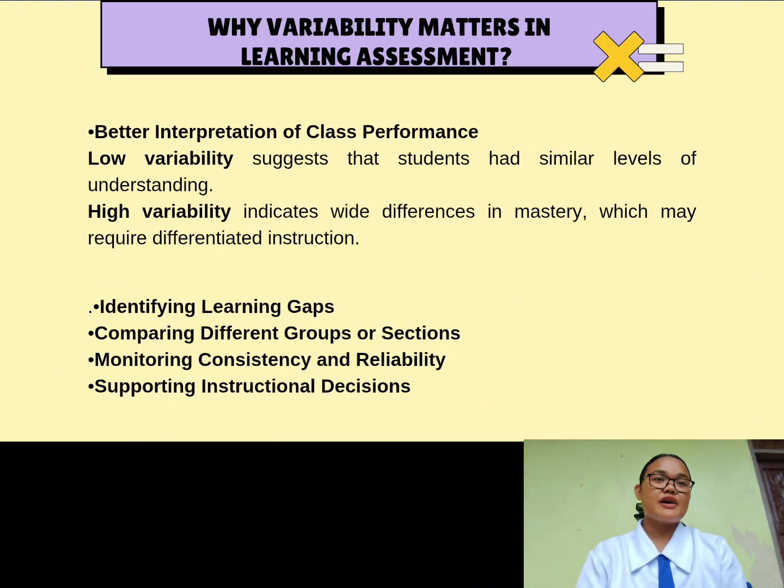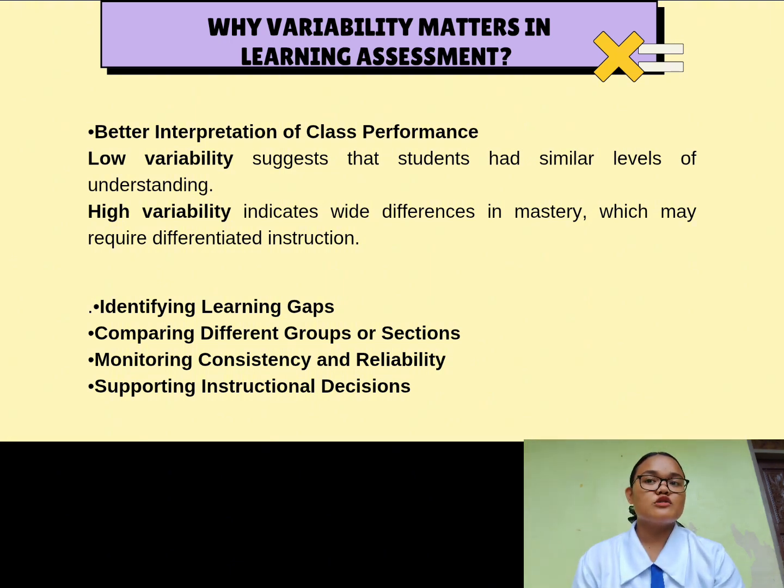Why does variability matter in learning assessment? First is for better interpretation of class performance. Variability shows whether most students performed close to the average or if the scores were scattered. Low variability suggests that students had similar levels of understanding, while high variability indicates differences in mastery, which may require differentiated instruction. Next is for identifying gaps, comparing different groups or sections. Next is for monitoring consistency and reliability. And lastly, for supporting instructional decisions.